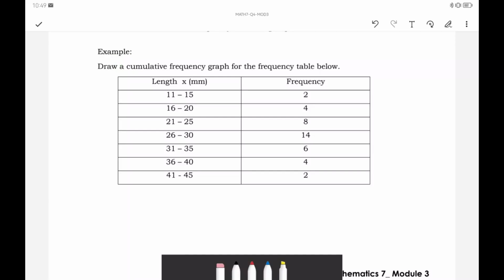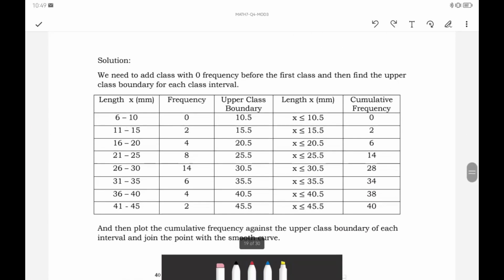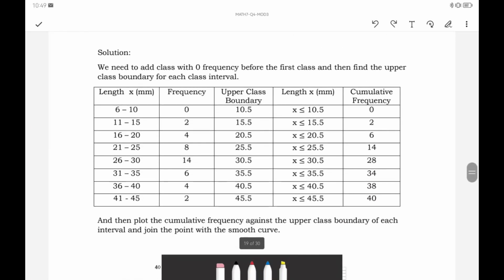For ogive, let us draw a cumulative frequency graph for the frequency table below. So we have here a table for length, which is in millimeters: 11 to 15, 16 to 20, 21 to 25, 26 to 30, 31 to 35, 36 to 40, and 41 to 45. Now, the solution: we need to add a class with 0 frequency before the first class and then find the upper class boundary for each class interval.